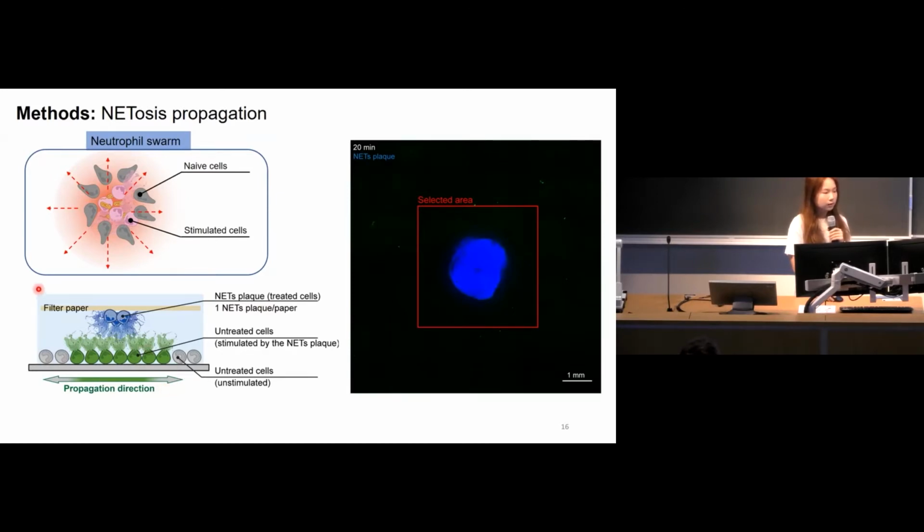We used a piece of filter paper to immobilize the NES plaque on top, and we have naive cells at a very high cell density at the bottom. And we also added Sytox Green here, which is a membrane impermeable DNA stain. So once the neutrophils at the bottom release NETs, they have ruptured membranes. The Sytox Green could stain the cells and released NETs.